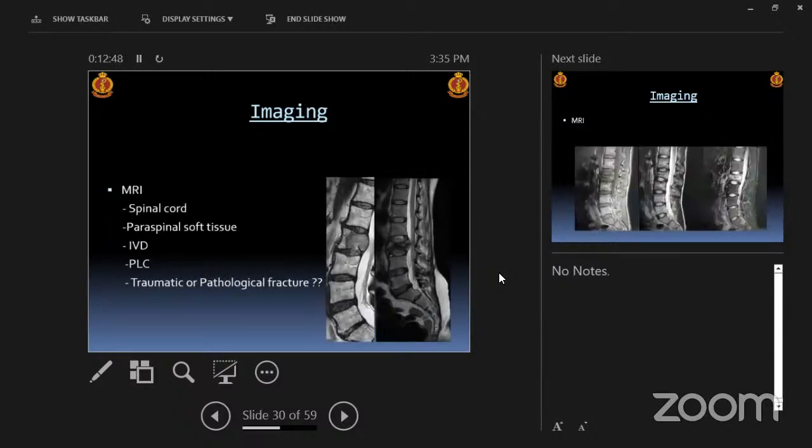Then MRI. Why do we use MRI? Exactly, so we assess the spinal cord, paraspinal soft tissue, intervertebral disc, and PLC. MRI is also important to differentiate between traumatic fracture and pathological fracture. The pathological fracture usually is smooth and convex. Traumatic fractures have a sharp angulation.